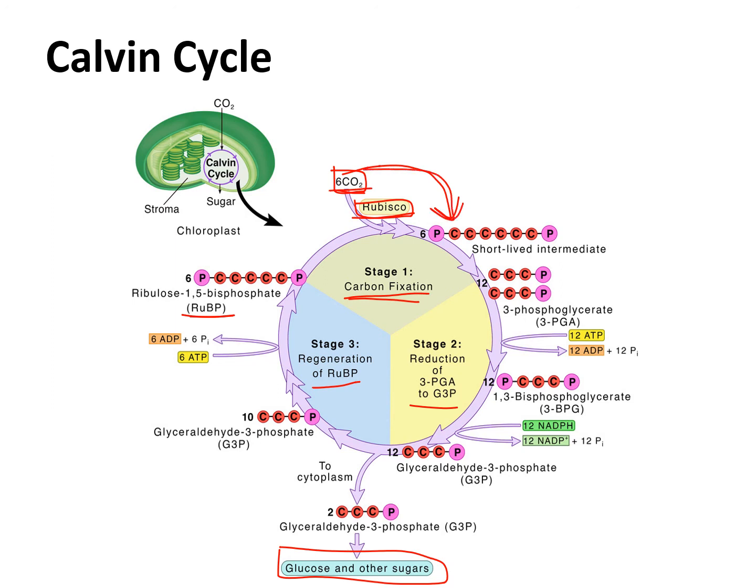And when it does this, it creates a 6-carbon molecule. The 6-carbon molecule is very unstable, and it will quickly break down into two 3-carbon molecules. So it basically breaks in half very quickly. So that's carbon fixation, getting that carbon dioxide into an organic molecule.